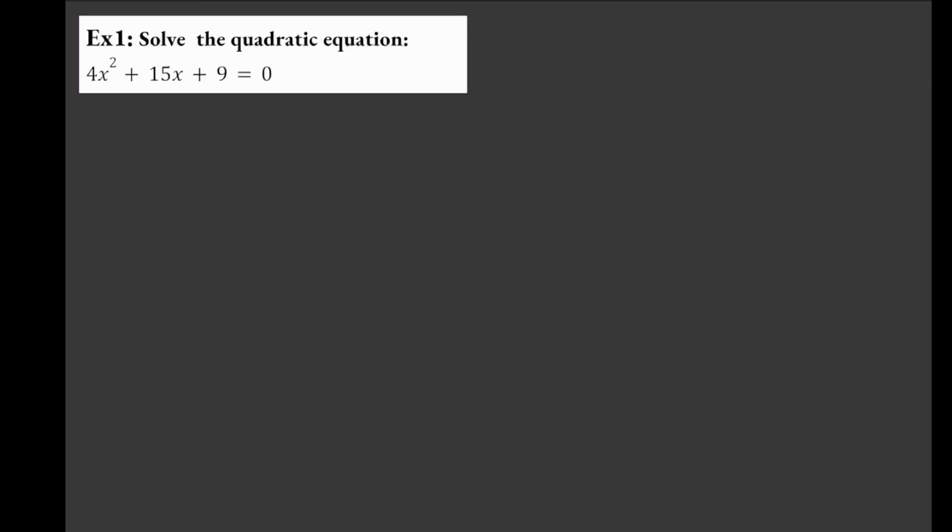In this example, we are asked to solve the quadratic equation. Before we move on, we need to remember a property, the 0 property, where it says that if a times b is equal to 0, then in order for this expression to equal 0, either a has to equal 0 or b is equal to 0. Whenever we're solving a quadratic equation, we would be using this property.